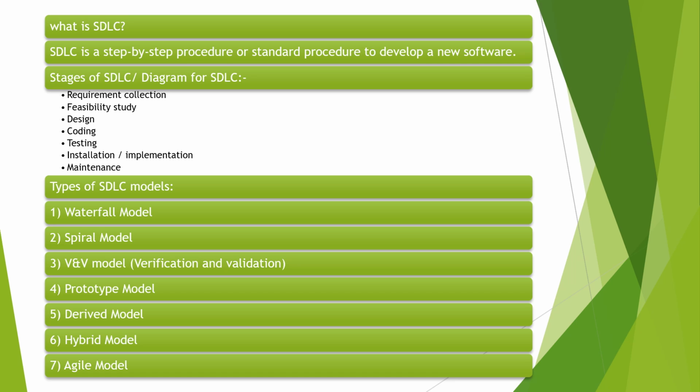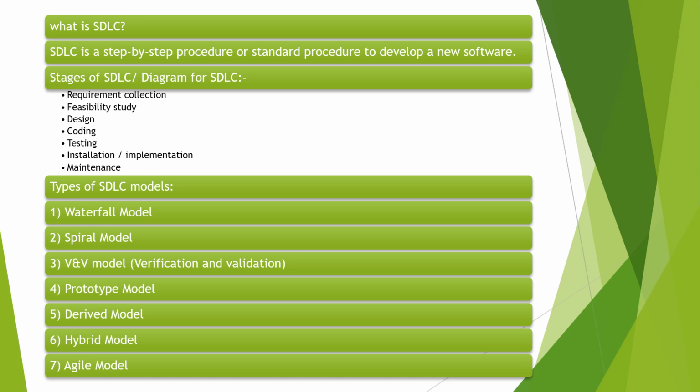As I said, the first step we will learn in manual testing is SDLC, the software development life cycle, where all software is developed and tested under standard procedures like requirement collection, feasibility study, design, coding, testing, installation or implementation, and maintenance. These are the 7 stages where the requirement turns into an application and runs at the customer place. In the SDLC we have several types.